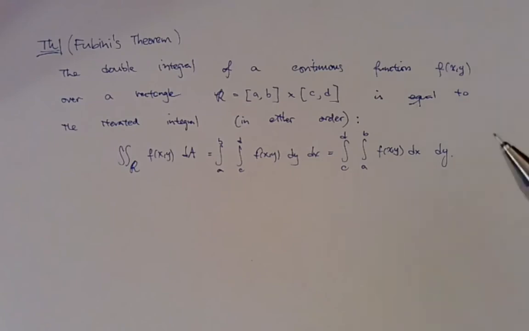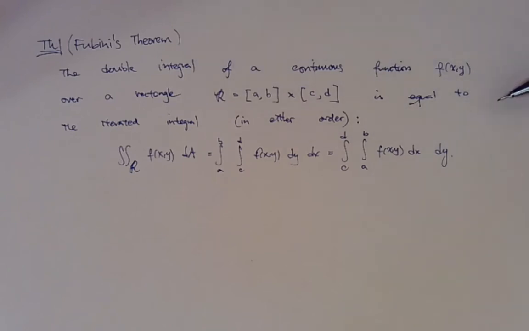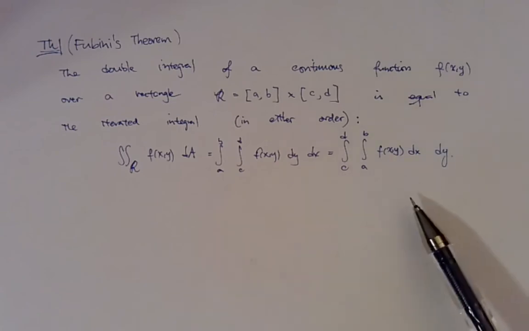This is a theorem in multivariable calculus that allows us to calculate double integrals. The double integral of a continuous function over a rectangle is equal to an iterated integral, and we can calculate the iterated integral in either order. That is Fubini's theorem. Now, before we prove Fubini's theorem, let's recall how integration works in single variable.